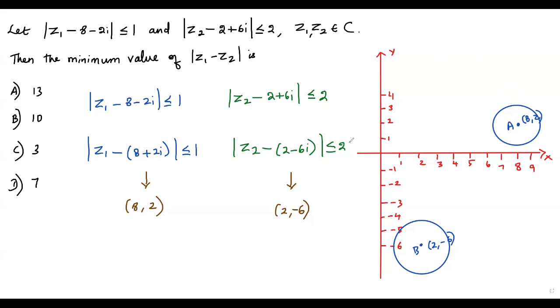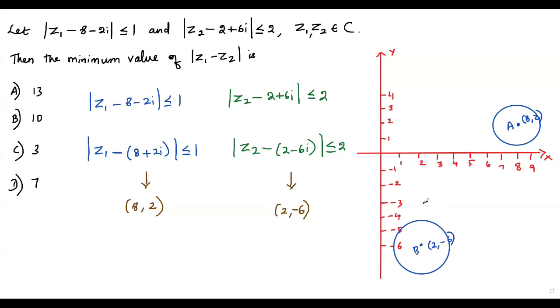Now let's do the same for this one. The complex number z2 must be at any point on the circle over here, or it has to lie inside the circle. Because if I consider the complex number z2 at some point on the circle, the distance between the complex number z2 and the point (2, -6) is exactly 2, because the radius of this circle is 2 units. In case the complex number z2 lies inside the circle, the distance between this one and this point is less than 2, so it satisfies the inequality we have over here.